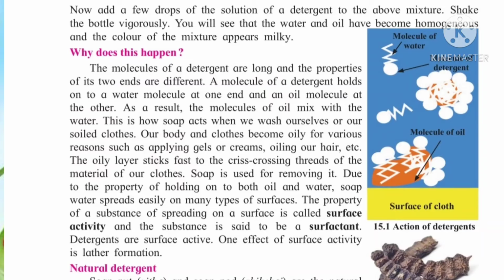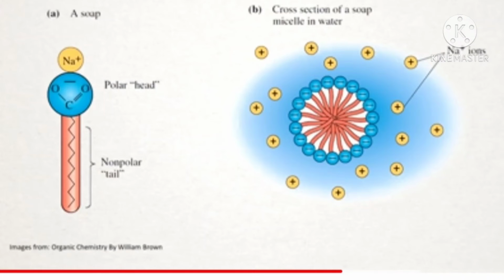A molecule of a detergent holds on to a water molecule at one end and the oil molecule at the other end. Means a detergent has two ends, a head and a tail. So one end holds onto a water molecule and the other end an oil molecule. A soap or detergent has two points: one is the polar head and the other is the non-polar tail. One is held by the water molecule and the other by the oil molecule.